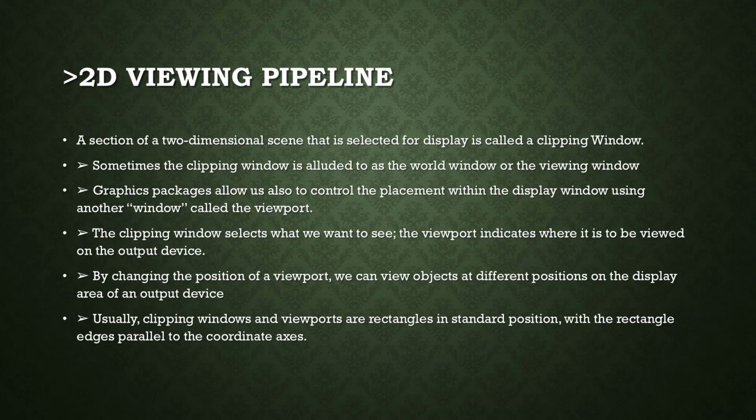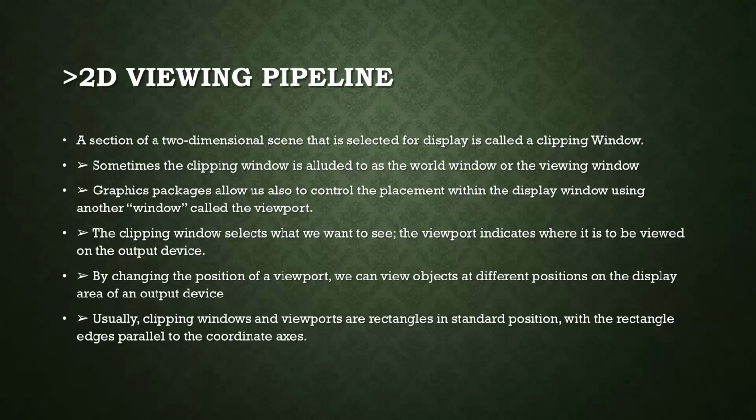The clipping window selects what we want to see. The viewport indicates where it is to be viewed on the output device. So these are the two actions performed by the clipping window and the viewport. By changing the position of a viewport, we can view objects at different positions on the display area of an output device. Usually, clipping windows and viewports are rectangles in standard position with rectangle edges parallel to the coordinate axes.